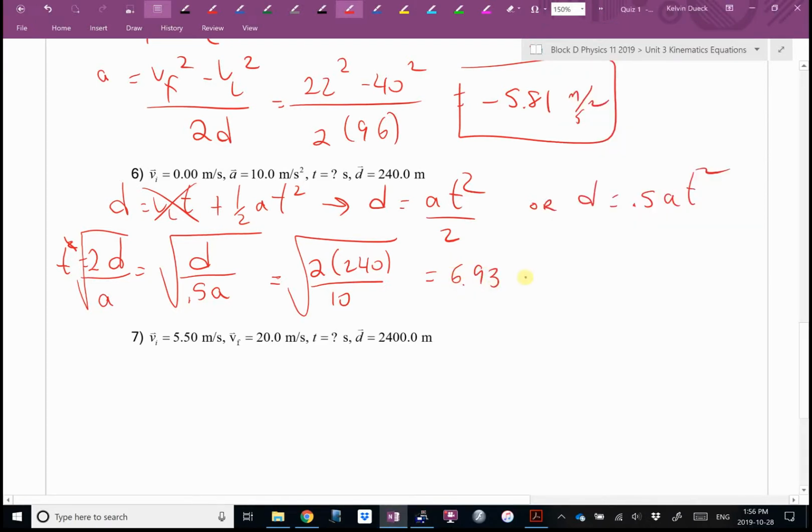6.93. Units, it's a time, seconds. This particular version, finding t when vi is 0, is going to happen in the future when we start looking at free fall. Because if we're dropping an object in free fall, what's vi if I drop an object? And if I want to find how long it's going to take to hit the ground, I will use this version of the equation where vi is 0. It'll become a very, very common one.